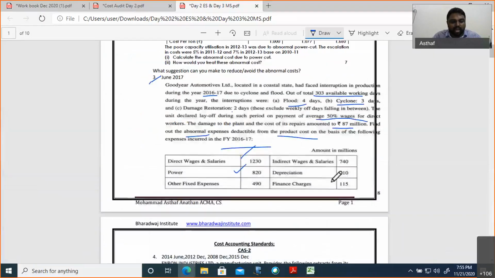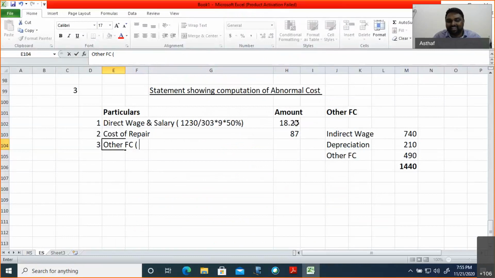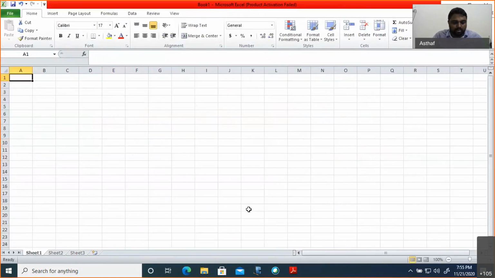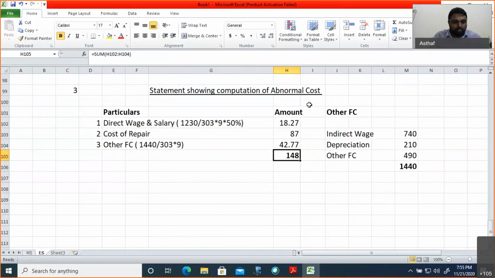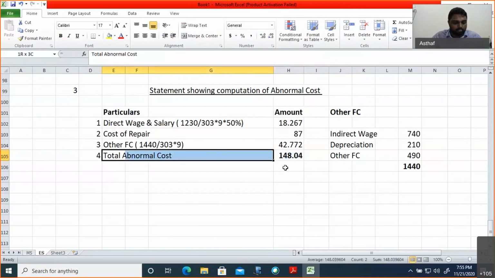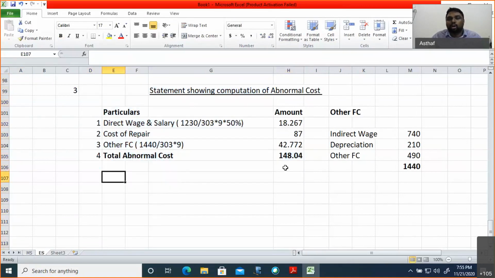How do we get the other fixed cost? Direct wage we have already taken, 18.6. So other fixed cost 1440 is for 303 days. What will be for 9 days? 1440 divided by 303 into 9. We will get the answer. So what is the final answer? That will be 148.04. This is what is called total abnormal cost.